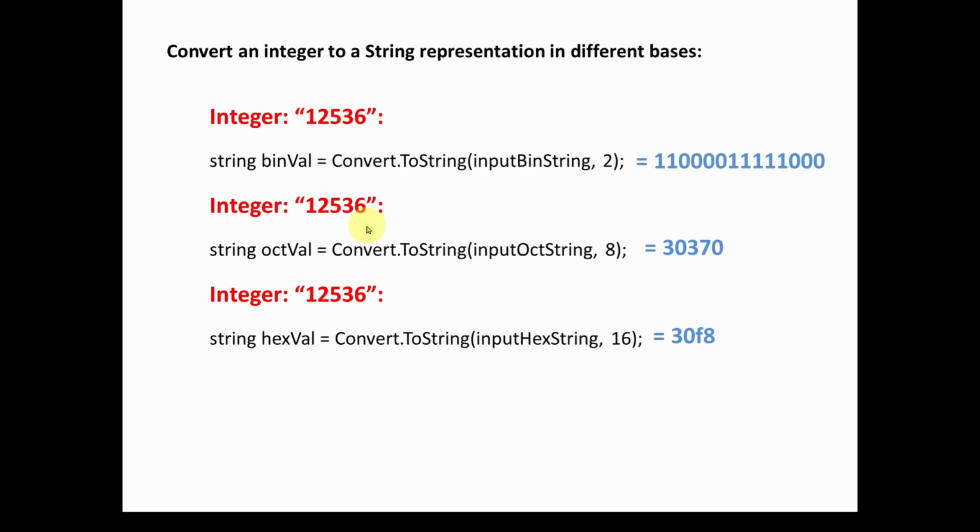Same thing with octal. I feed it the same number, comma, hey, this is an octal number. Convert that to a string, and it will convert that into an octal version of this, 12536. And same with hexadecimal. Convert it to a string. I'm giving the input integer, and it comes out with the hex version, which is 30F8.